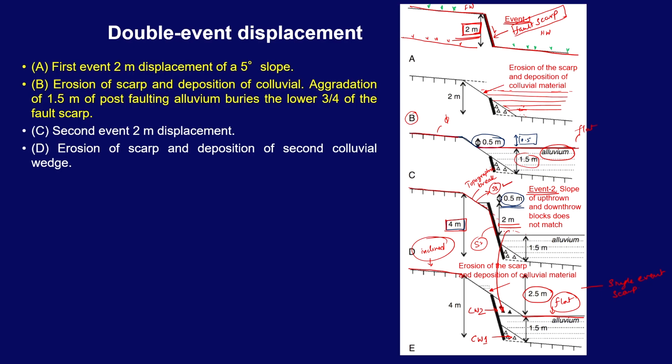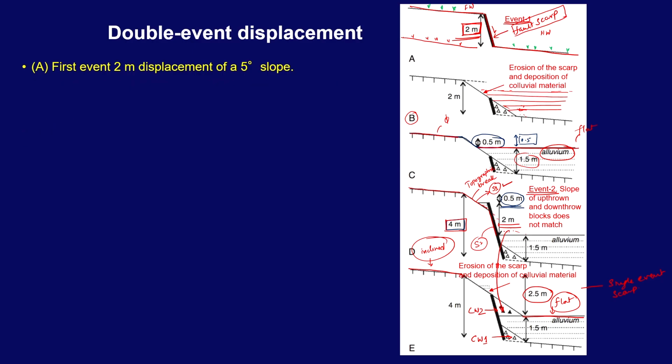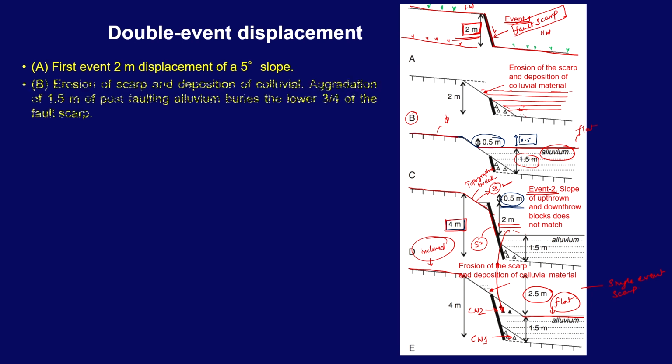Okay. That first event, if we see the displacement of sloping surface which is around 5 degrees, okay, which is gentle sloping surface, erosion of the scarp and deposition of colluvium, aggradation of 1.5 meter post faulting alluvium buries the lower 3/4 of the fault scarp, that is your B.